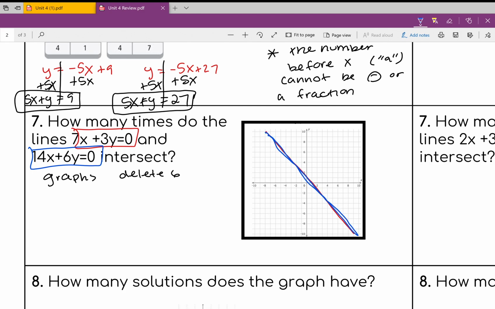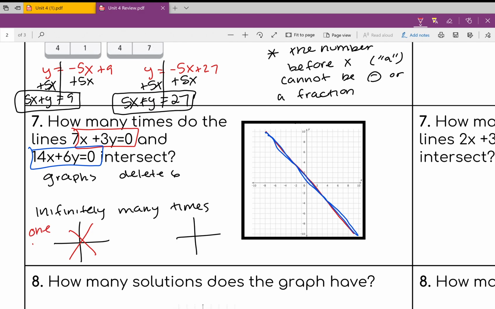So what you see is that these two lines are right on top of each other. And if they're right on top of each other, that means they intersect infinitely many times. So infinity. That's only if it looks like one line. If the graph looked like this, let's say it looked like this, it intersects. This would be one solution.